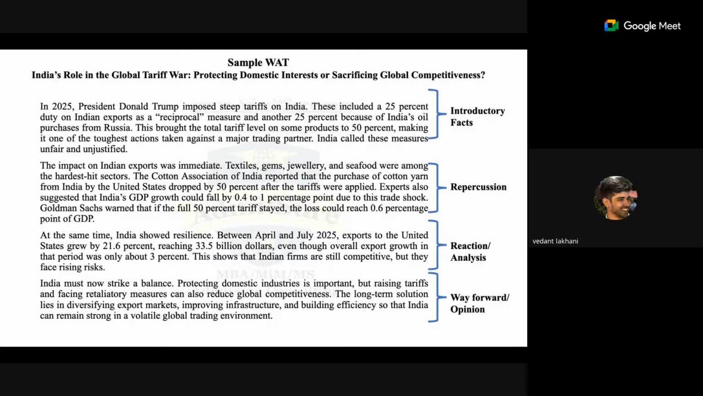So my question is, can you do as you've written here, India must now strike a balance per se? Can I conclude that in moonlighting as well, that balance matters? What is the reason?